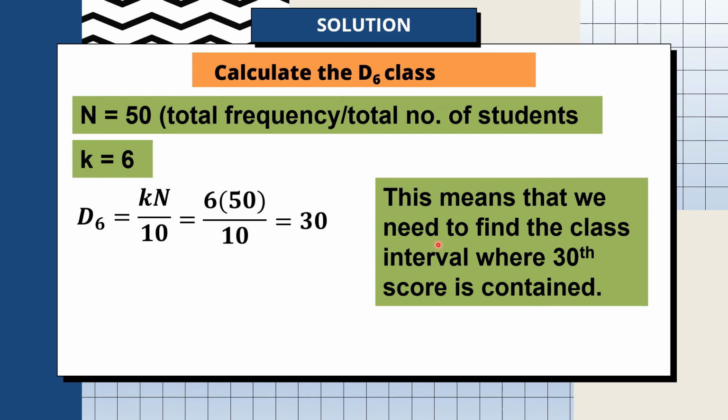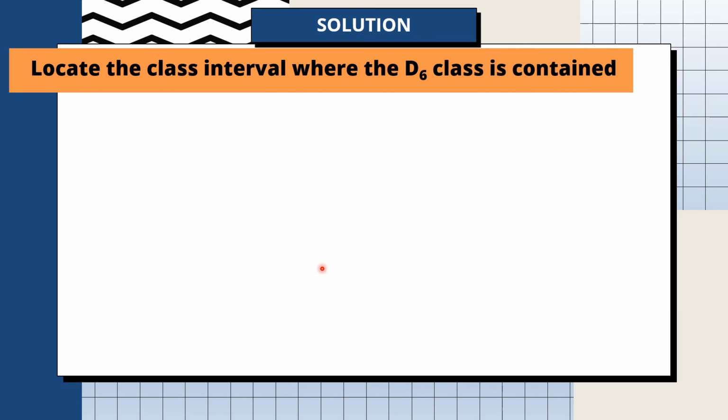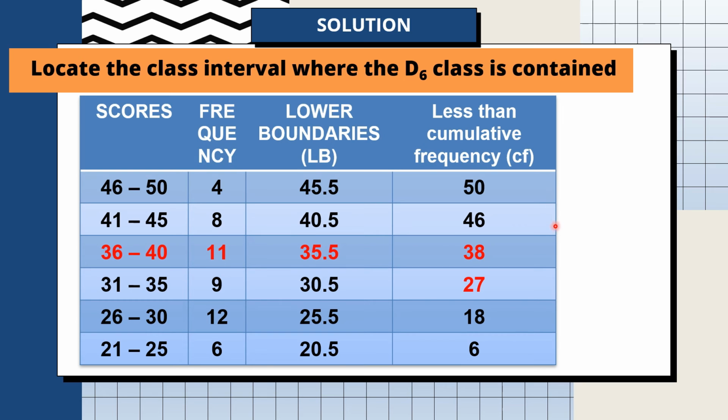Yung 30 na to, we need to find the class interval wherein 30th score is contained. So, parang yung ginawa natin sa 12.5 kanina. So, balikan natin yung ating table. We need to locate now our class interval wherein yung D6 class is contained. So, ito po yung ating class interval.